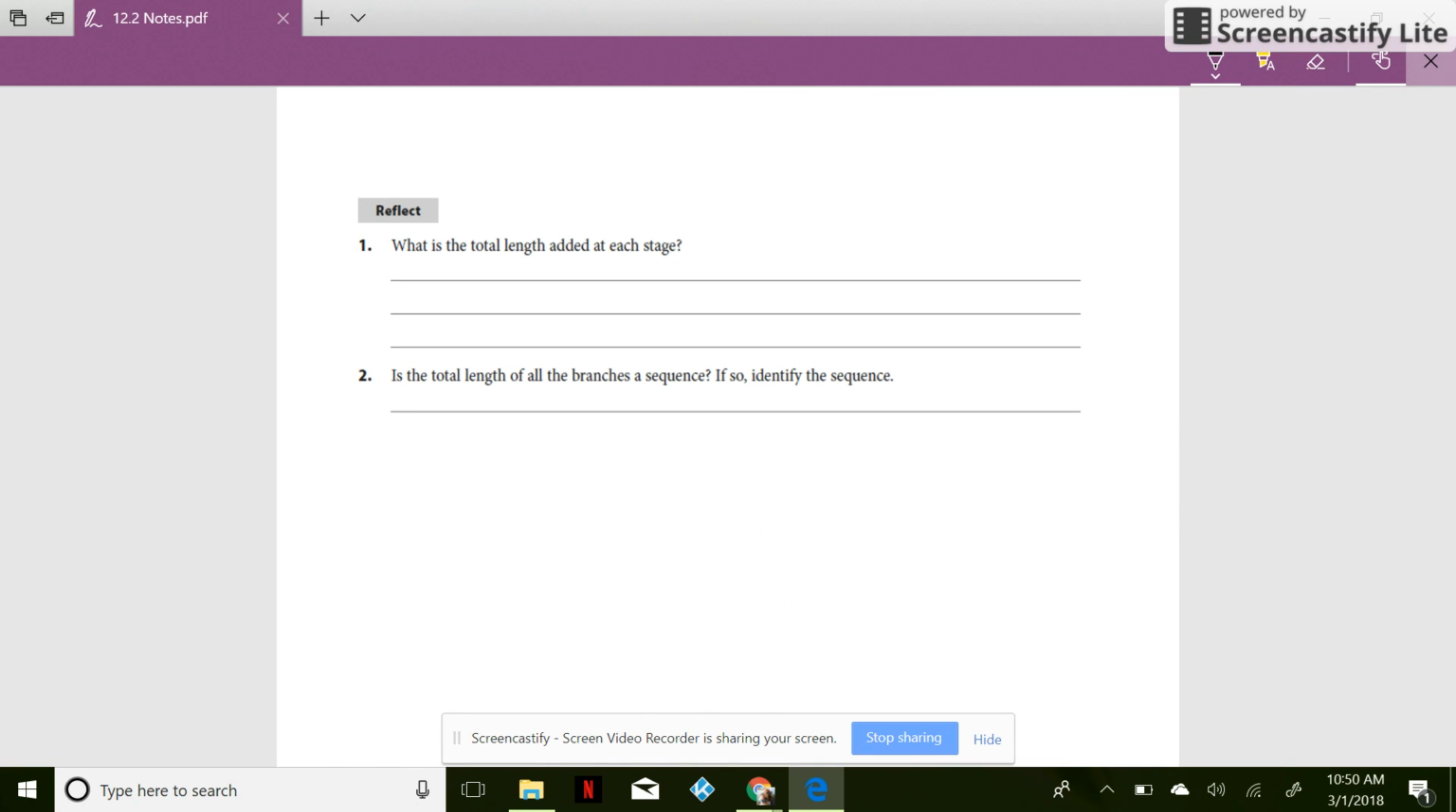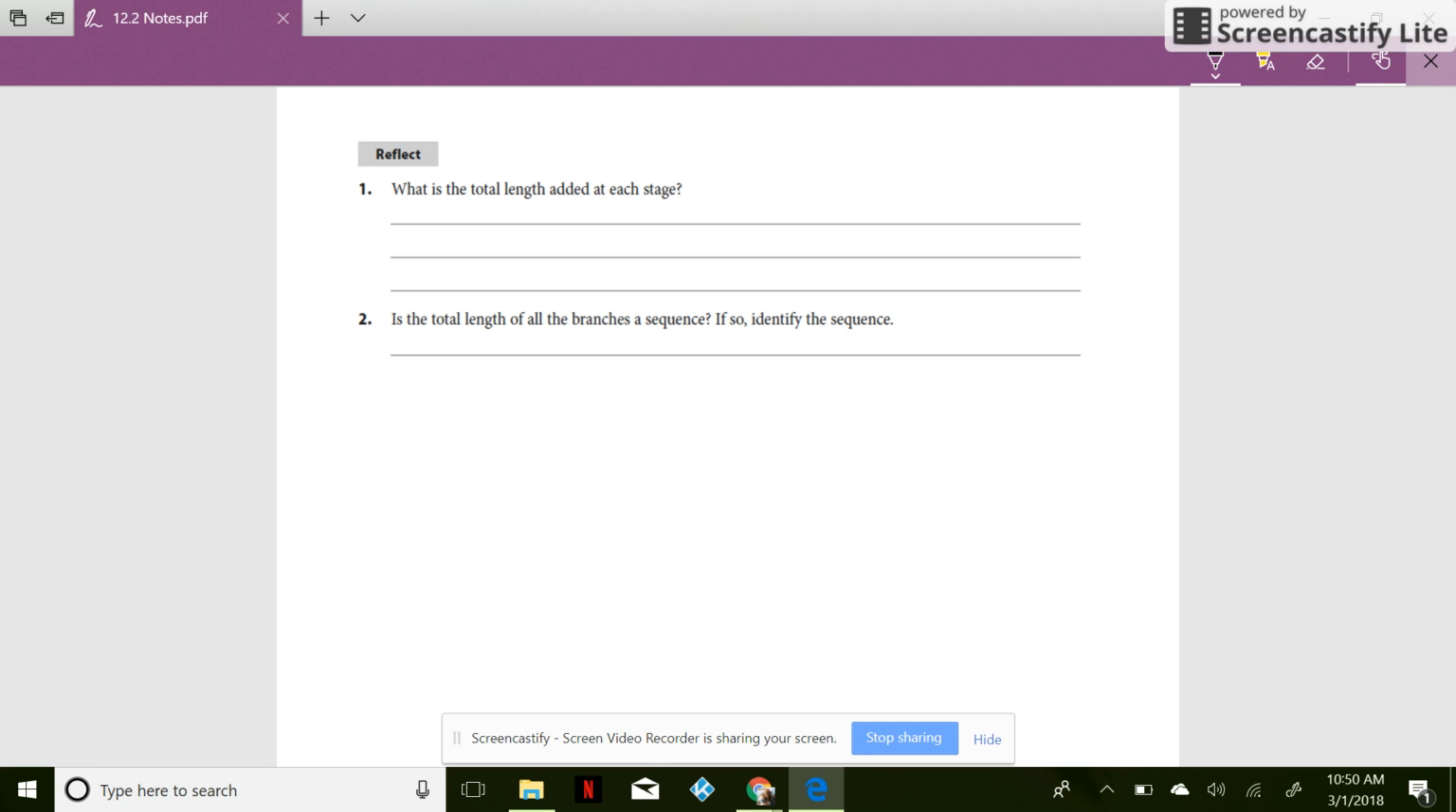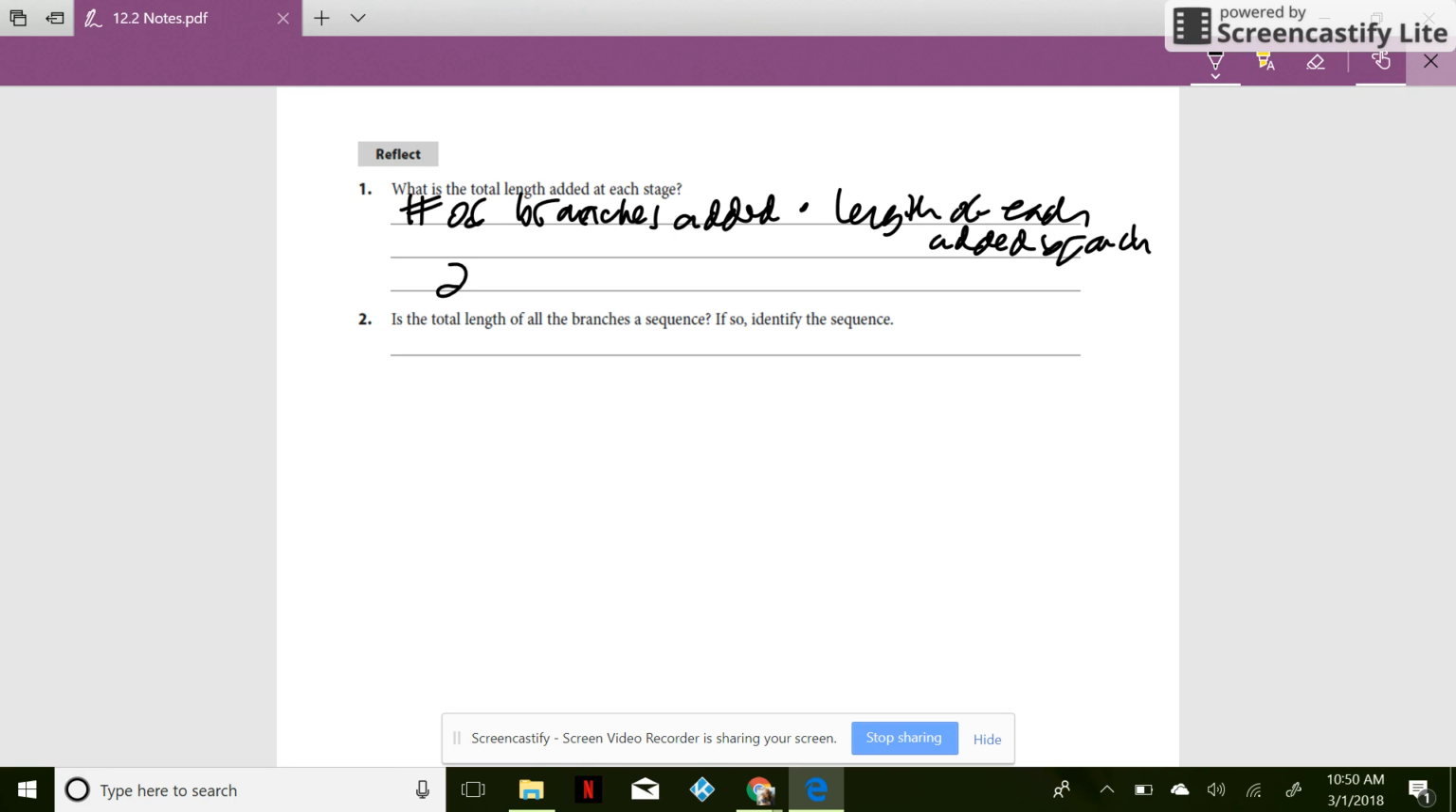So what is the total length added at each stage? At each stage, the length would be represented by the number of branches added times the length of each added branch. The number of branches added, we said, was 2 to the s. Their length is 1 over 2 to the s. So each time we're adding a length of 1 to our stage.